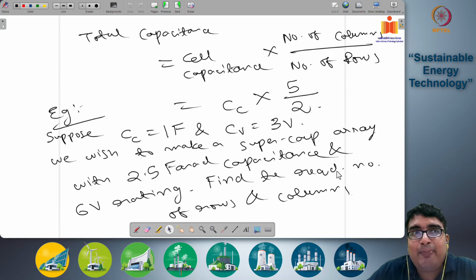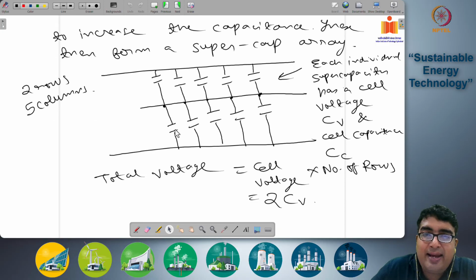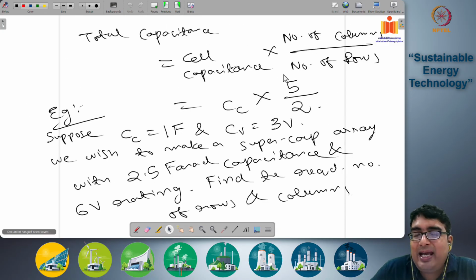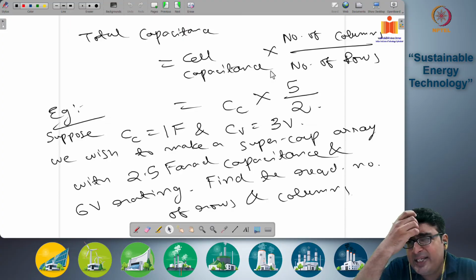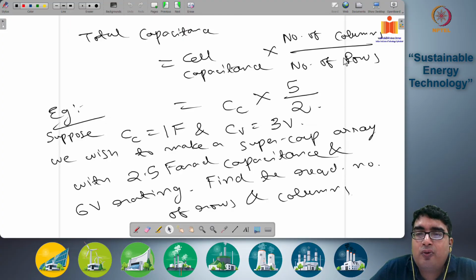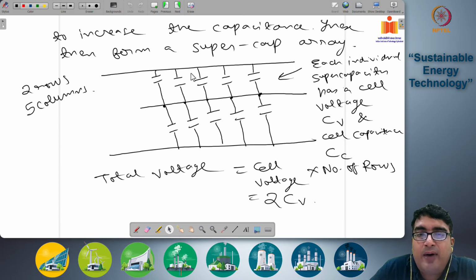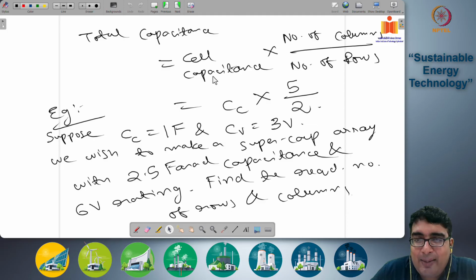Then the total capacitance that you get out of this array is the cell capacitance, the capacitance of each cell, times the number of columns divided by the number of rows. So here you have 5 columns and 2 rows, just like a matrix. So it's CC times 5 by 2.